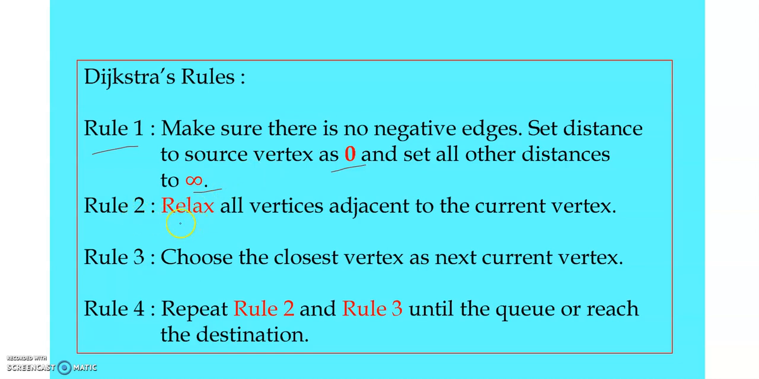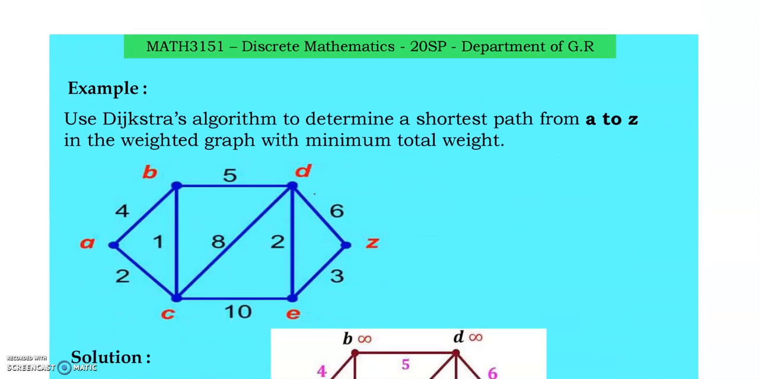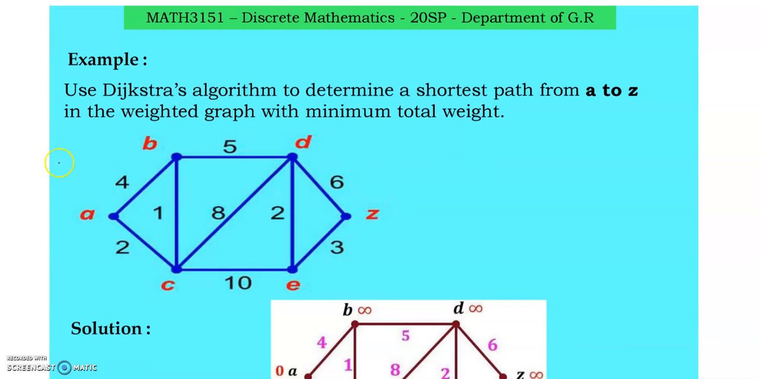Rule 2 is relax all vertices adjacent to the current vertex. This I will explain when we do the example question. Rule 3: choose the closest vertex as the next current vertex. Rule 4: repeat rule 2 and rule 3 until the queue is empty or you reach the destination. Now, consider this example.